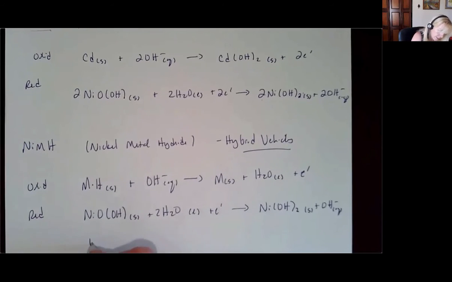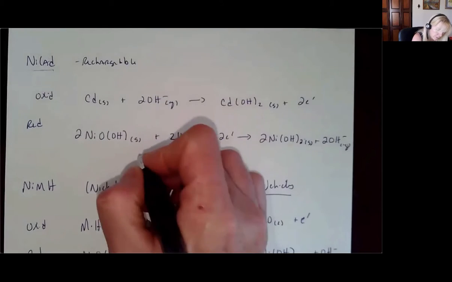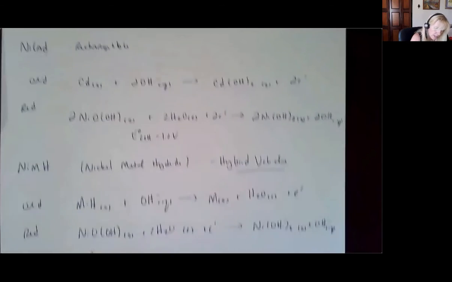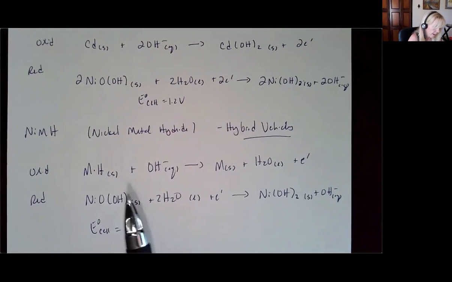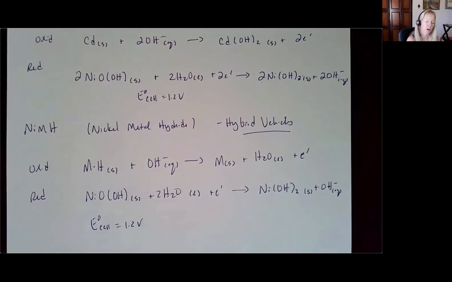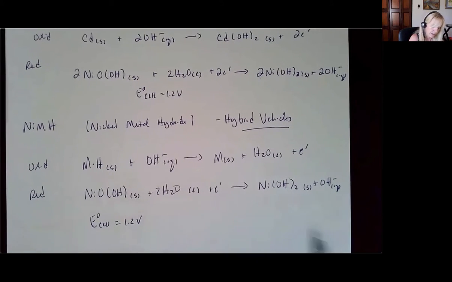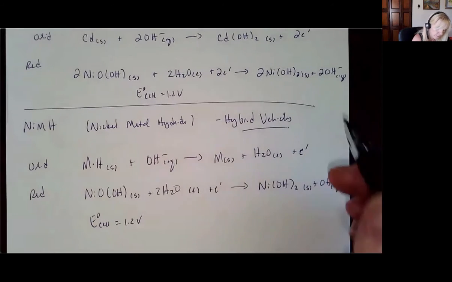My E cell potential for this is 1.2 volts, which is the same as up here. This is 1.2 volts. This is a much lighter system, and that allows you to use it in a hybrid scenario. And one of the things that happens is when you have a hybrid car and you hit the brake, the electric motor absorbs that energy from the braking and uses that to recharge the batteries as well. So hybrid vehicles are pretty fascinating.